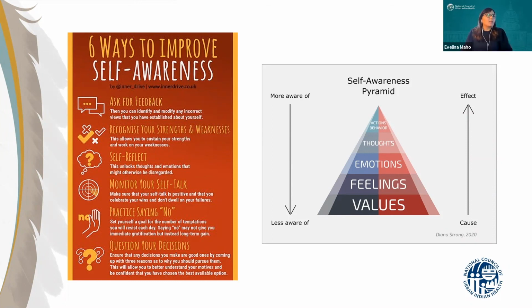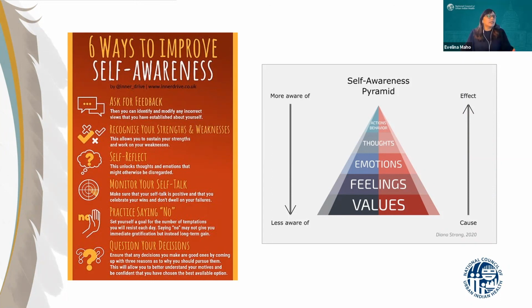The more we are aware, the more effective we are. The less we are aware of all of these different components, values, feelings, emotions, thoughts, the higher the likelihood that there might be a disruption in the way we operate with others around us and how we respond when that button is pushed, so to speak. I also wanted to briefly share 6 ways to improve self-awareness. Ask for feedback, recognizing your own strengths and weaknesses.